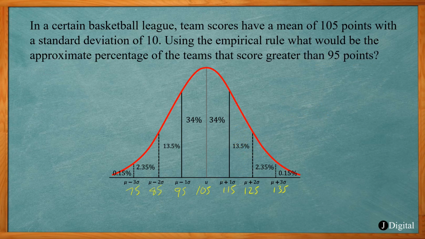All right, so now this one's asking for scores greater than 95 points. Okay, so we look at 95 as -1 standard deviation. And we want to know everything greater than that, which would include this area, plus this area, plus this one, plus this one, and that one. So we add those all together. 34 plus 34 plus 13.5 plus 2.35 and 0.15. And that's going to add up to 84%. So 84% of the teams will score greater than 95 points.